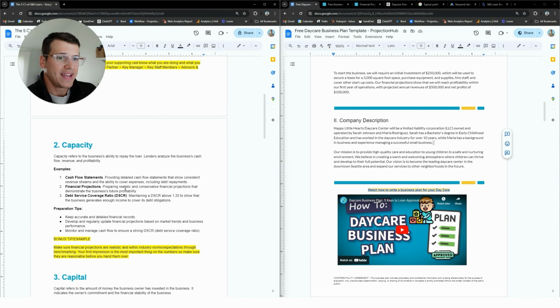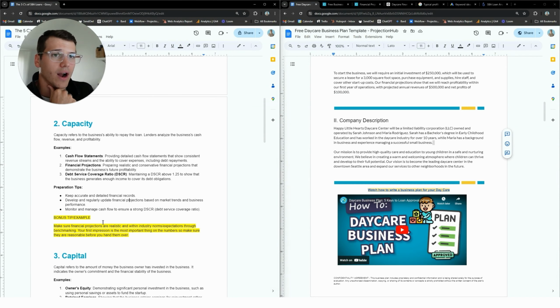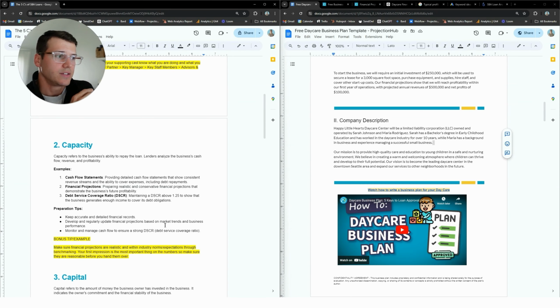But the main thing I'm going to talk about here is just your financial projections and some key points. So our highlighted tip here is you need to have, especially if you're a startup, financial projections. That's really a non-negotiable. The key point here is to make sure that your financial projections are realistic, that they're believable, and that they're within kind of industry expectations. So you're not way too optimistic or overly conservative. You kind of want to find that sweet spot.